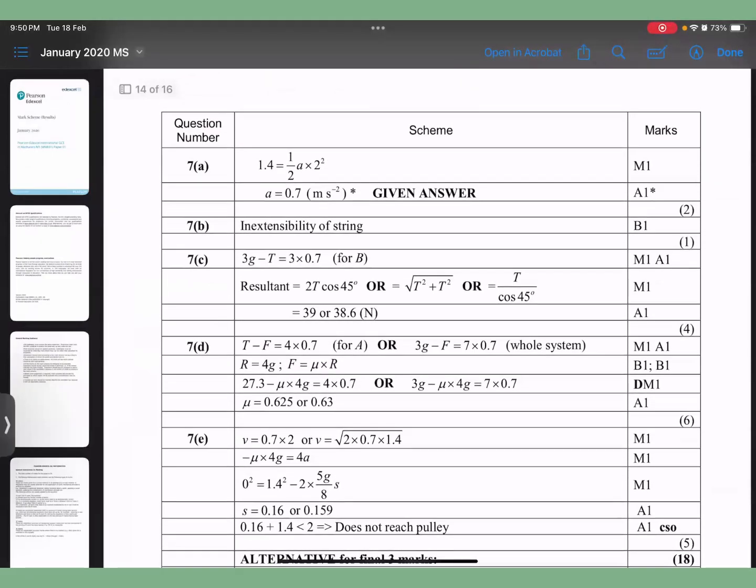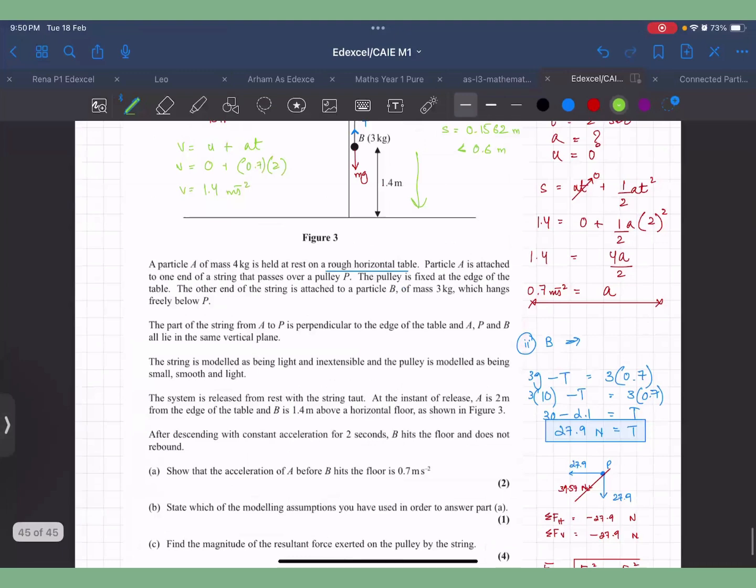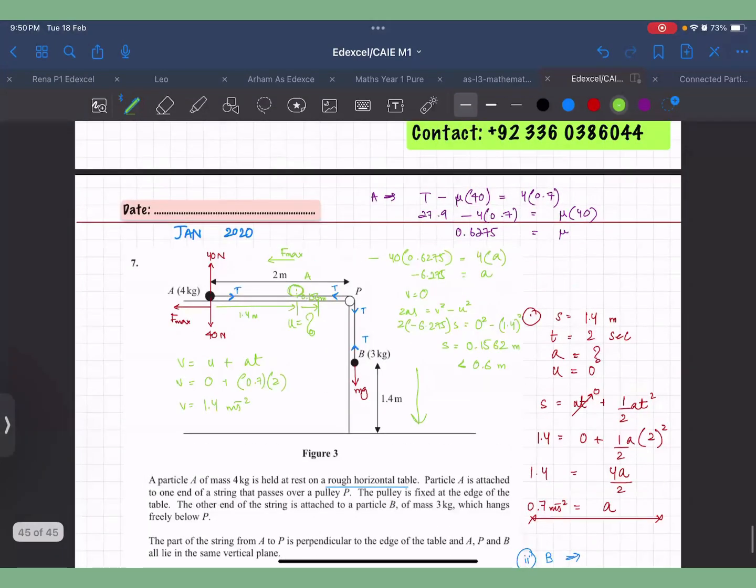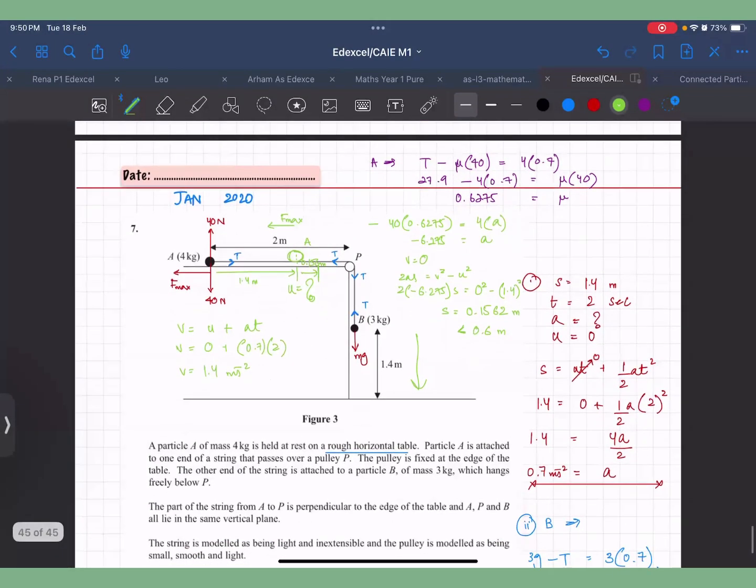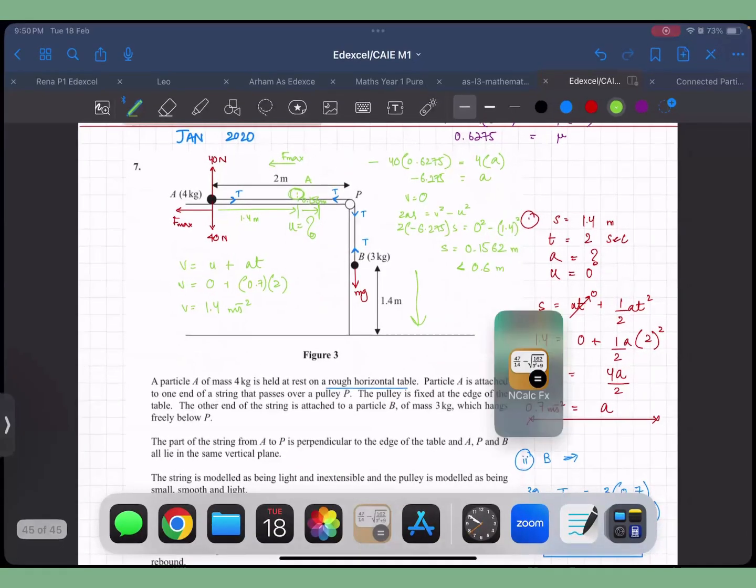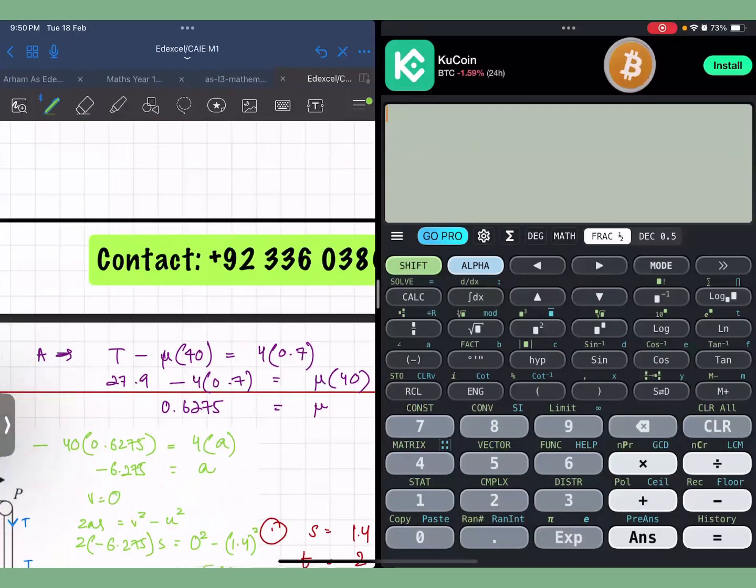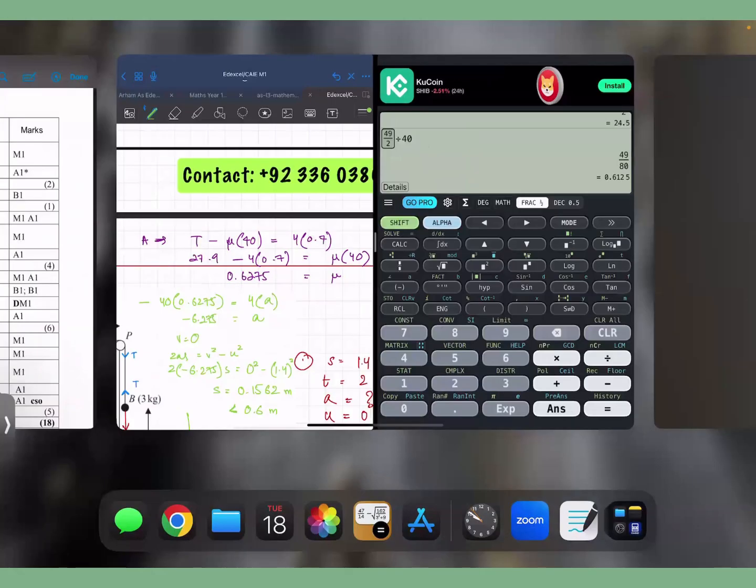So I don't know, this is really the same thing. Let's use the g value 9.81. So we got the tension as 27.3. Let's see, if we use 27.3 over here, 27.3 minus 4 times 0.7, this divided by 40, 0.6125.